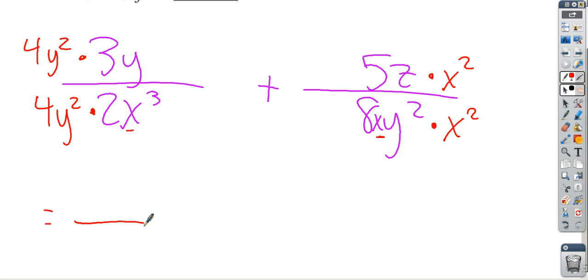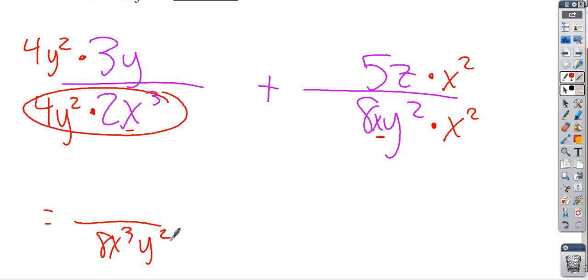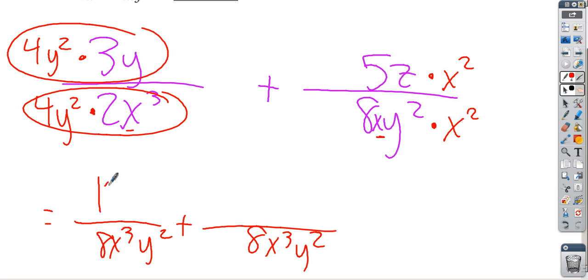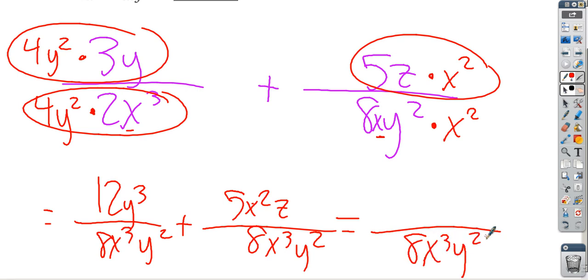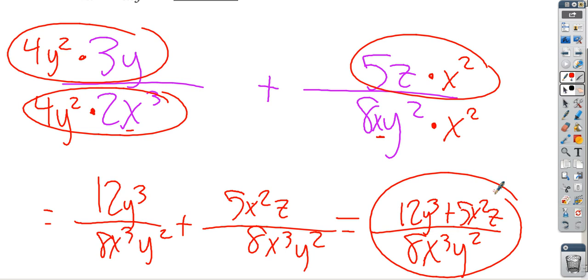So this right here is going to be 8x cubed y squared. And so is this right here, the other side, 8x cubed y squared. Okay, this right here multiplies to be 12y cubed, and this right here multiplies to be 5x squared times z. So now at this point all we can do is just combine them into one fraction, because they have a common denominator, and that's what you do when you have common denominators. So this right here is the simplified version. That looks messy, and it is kind of messy, but that's really all we can do with that.